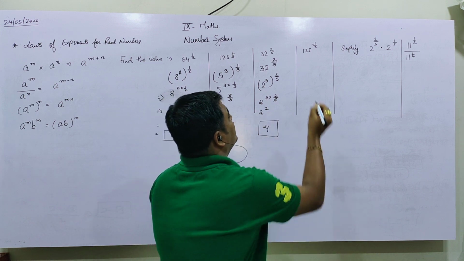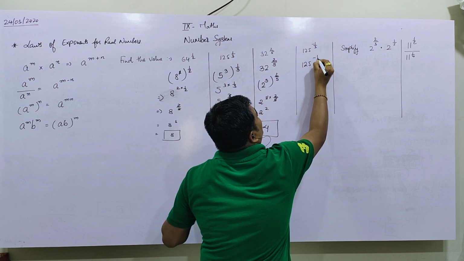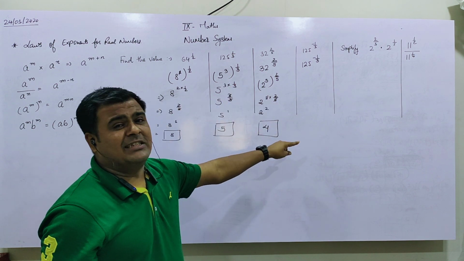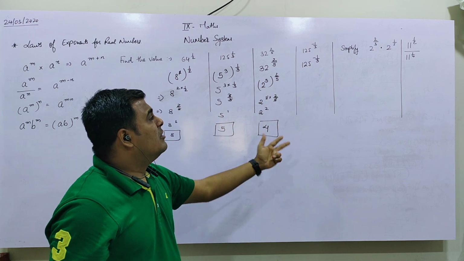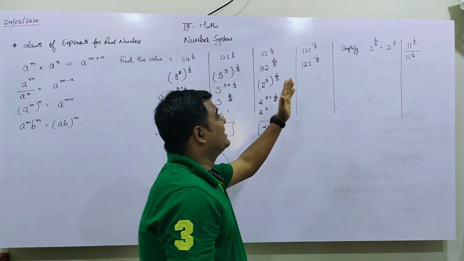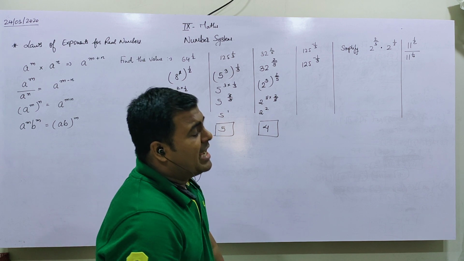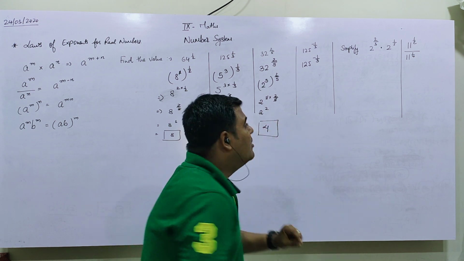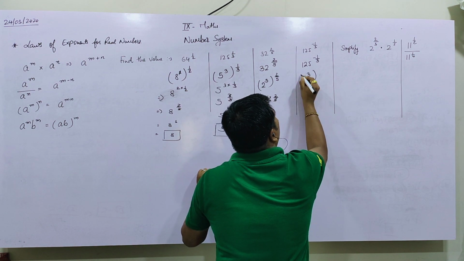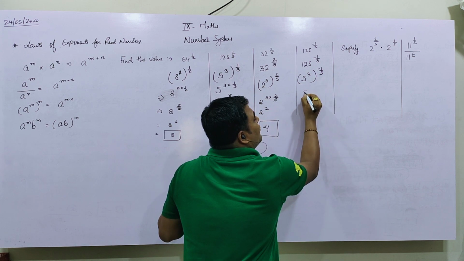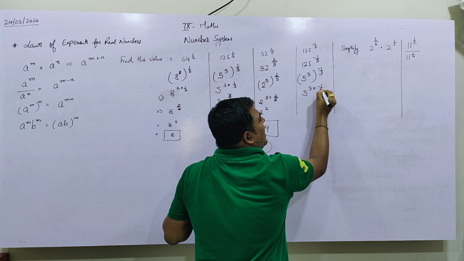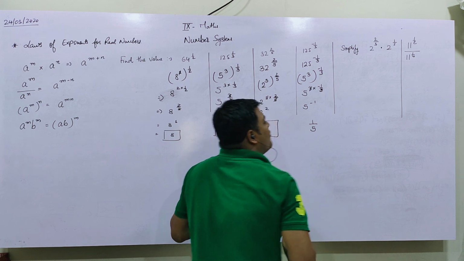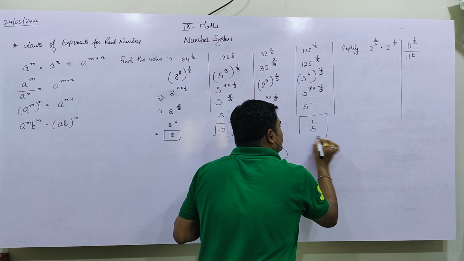One more example, that is 125 to the power minus 1 by 3. Remember, here the power is negative, so we will reciprocate the final answer. Now let us see 125 to the power minus 1 by 3. The denominator is 3, so 125 is some number's cube. It's 5 whole cube to the power minus 1 by 3. 5 to the power 3 into minus 1 by 3 is 5 to the power minus 1, which gives us the answer 1 by 5. It is the final answer.